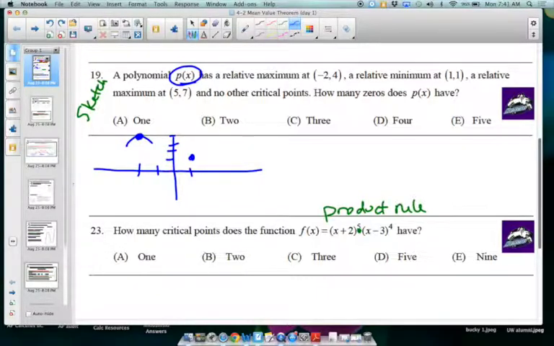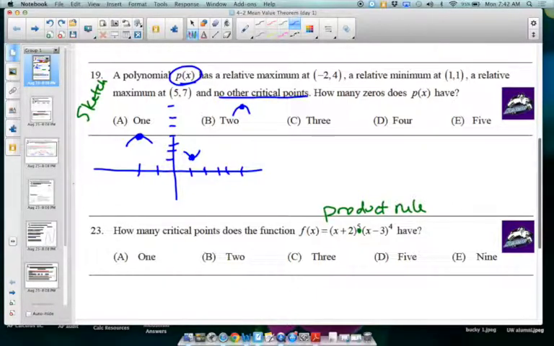Okay, so relative maximum, right? Little hill. Relative minimum, little valley, right? And it says no other critical points, no other hills, no other valleys, no other cusps, corners, and it has a maximum at 5, 7. Maximum. Okay? How many got that far? Or at least knowing that, go, oh, I could do that.